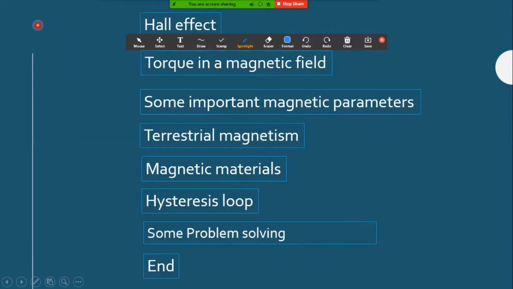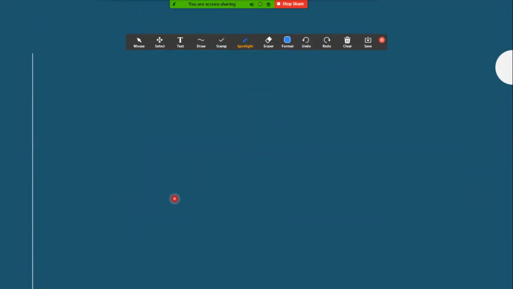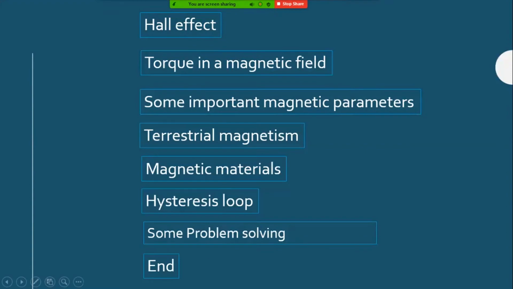Okay, my dear boys, I think you have got a clear concept about magnetic material. Now I'm going to discuss the hysteresis loop, or magnetization curve.